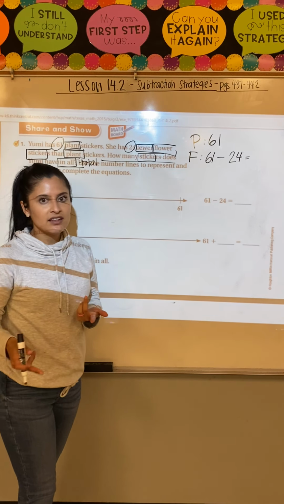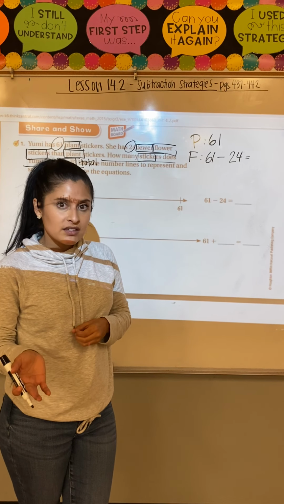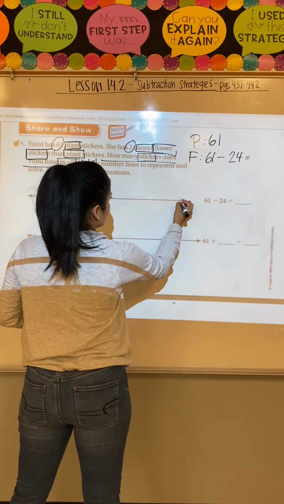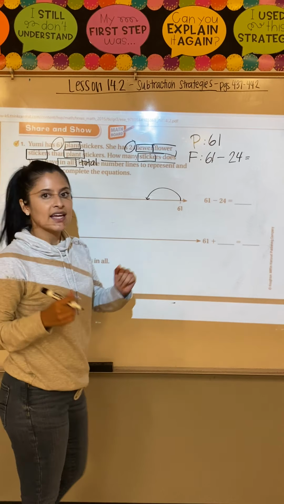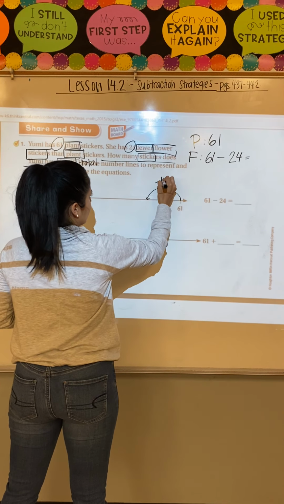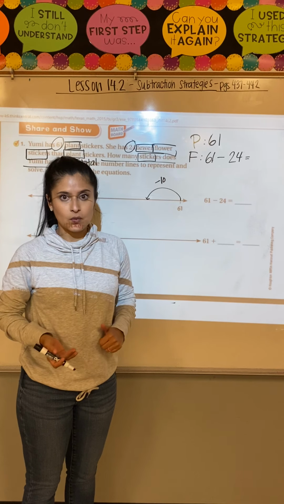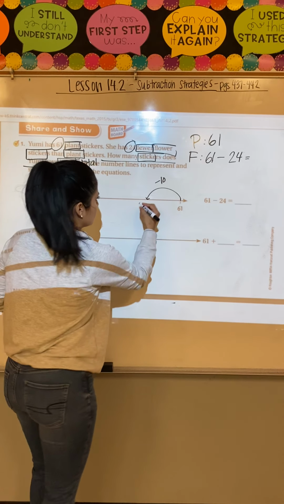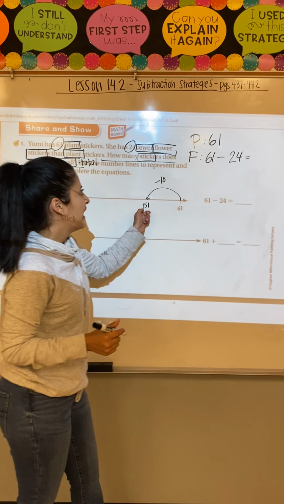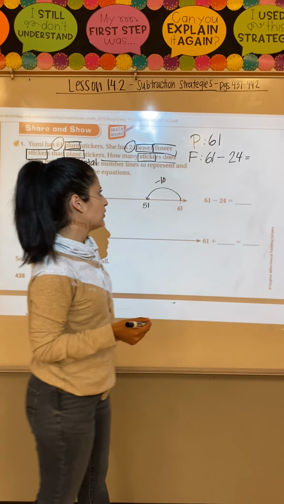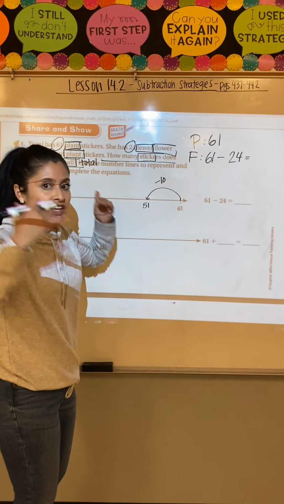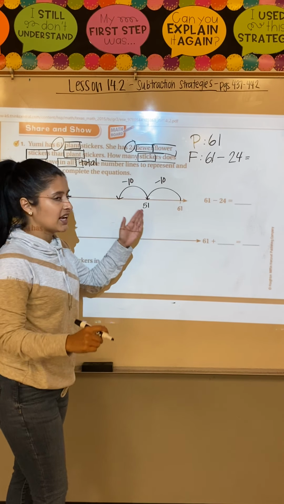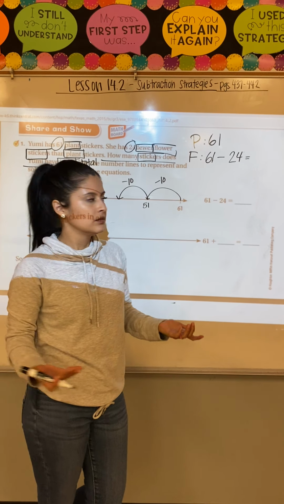Now, we can count by tens, we can count by fives and ones, whatever helps you here. 61 minus 24. Let me go ahead and start counting by tens. What is 10 less than 61? Or what is 61 minus 10? 51. Well, I haven't subtracted 24 yet. I've only subtracted 10. So let's decrease another 10. What is 10 less than 51? 41.